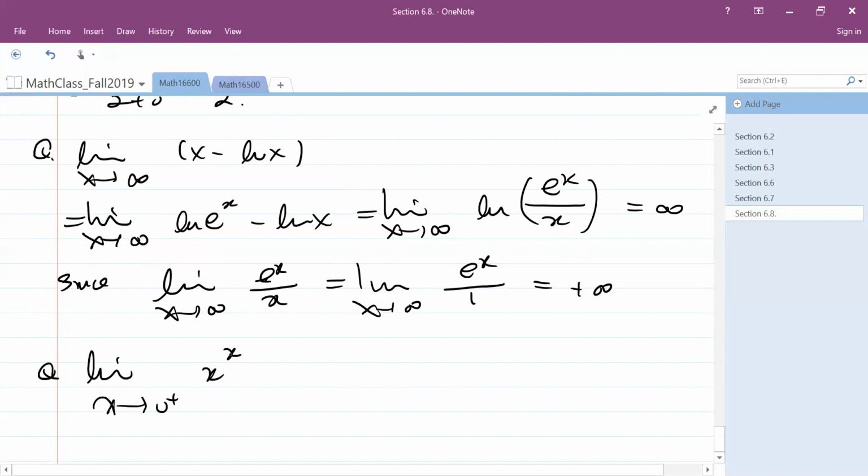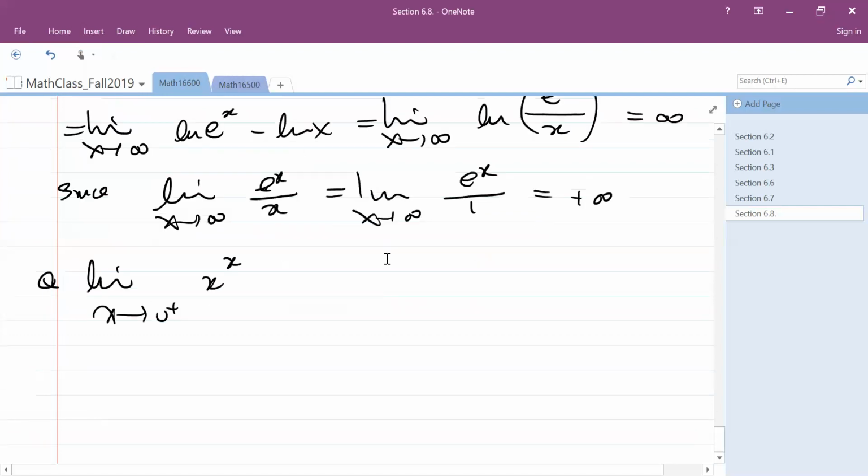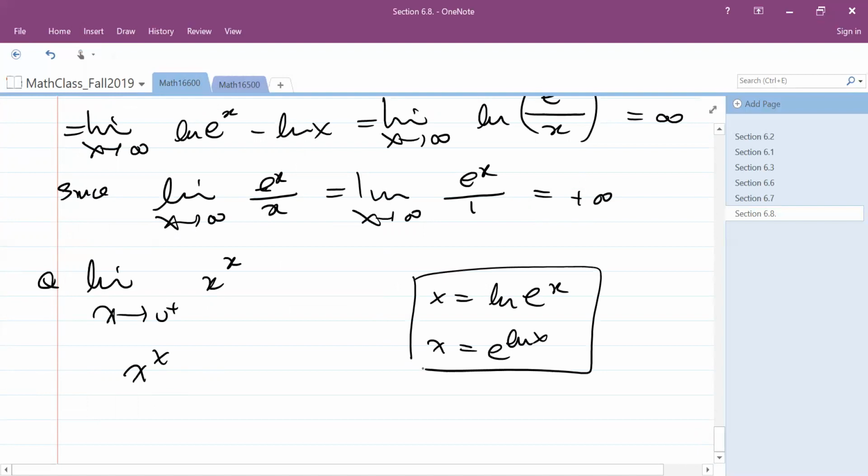So you have to modify the function in order to solve the problem. Okay. So how do you modify? There are a couple ways to modify. You see, we have a formula, right? x equals natural log of e to the x. Another formula is x equals e to the natural log of x. Those are the two formulas. Very useful formulas. We can use any of them.